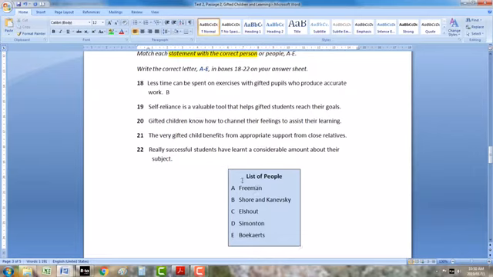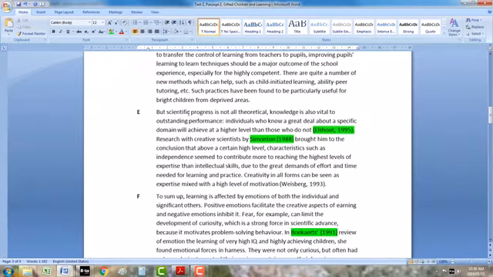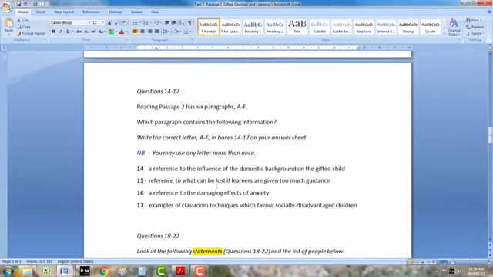Right, self-reliance. No. Now we go to Elshout. Blah, blah, blah, blah, blah. Up to the colon, you don't need it. This is what they say. Individuals who know a great deal about a specific domain will achieve at a higher level than those who do not. So if you know about something, you will achieve at a higher level.